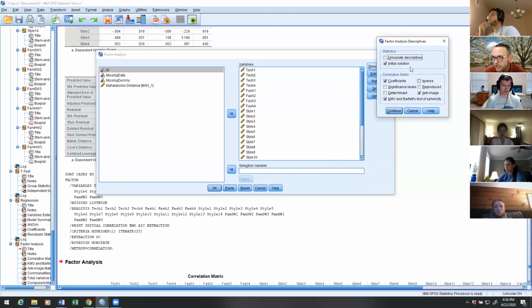So anyways, we did this factor analysis. We did this KMO stuff. We did the anti-image stuff. We really don't need that anymore. You could keep running it if you wanted to.